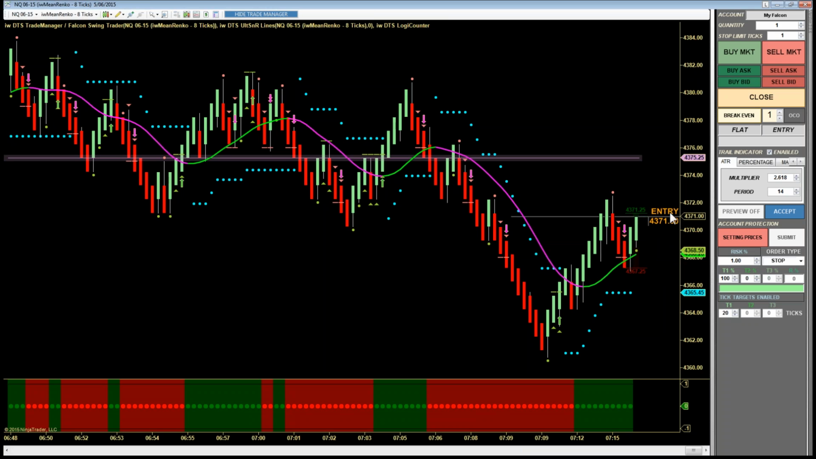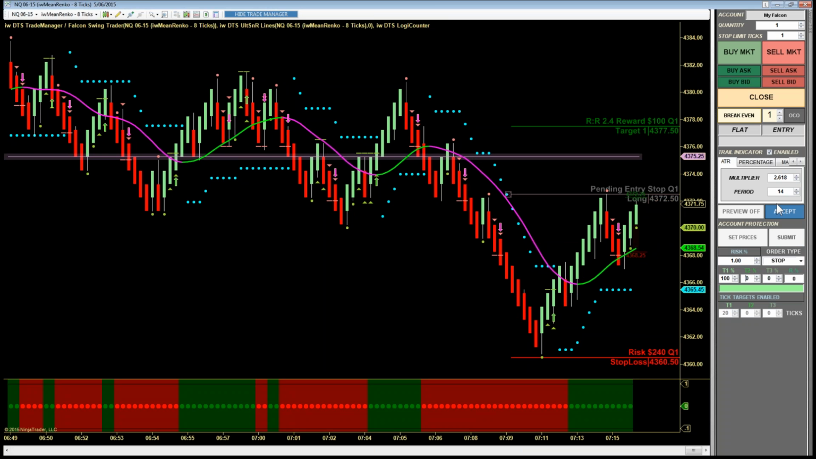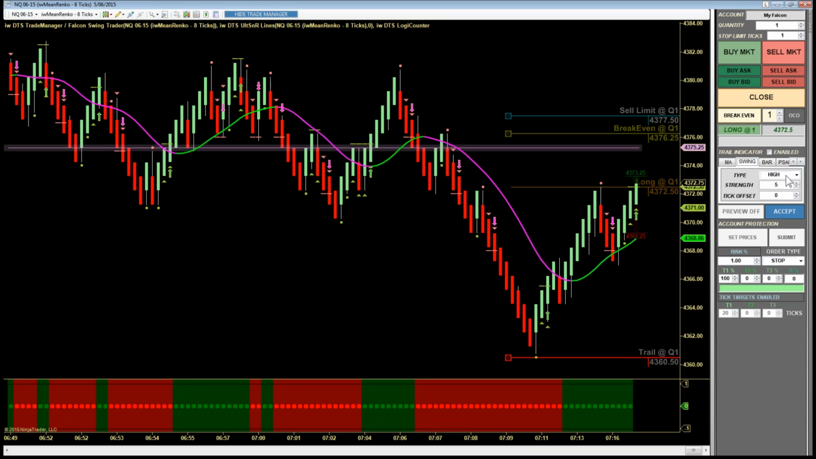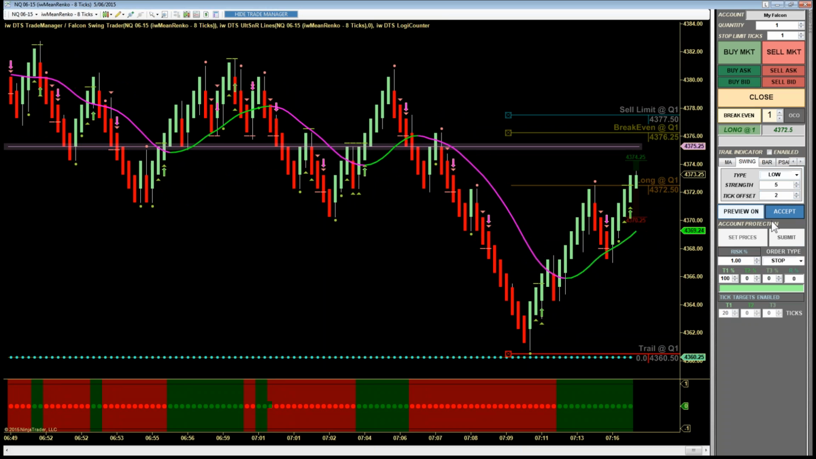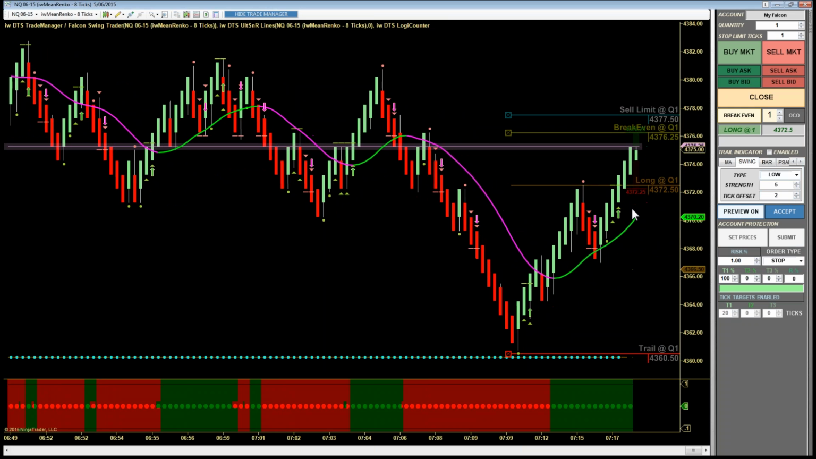So I'm getting the warning dot. I don't have the triangle hash mark yet. The other thing I'm going to do, okay, so here's my second warning dot. I know that it's going to print right here. I'm going to try to risk the trade all the way down there. So I'm going to go with the swing low strategy. And now this will hold me in.